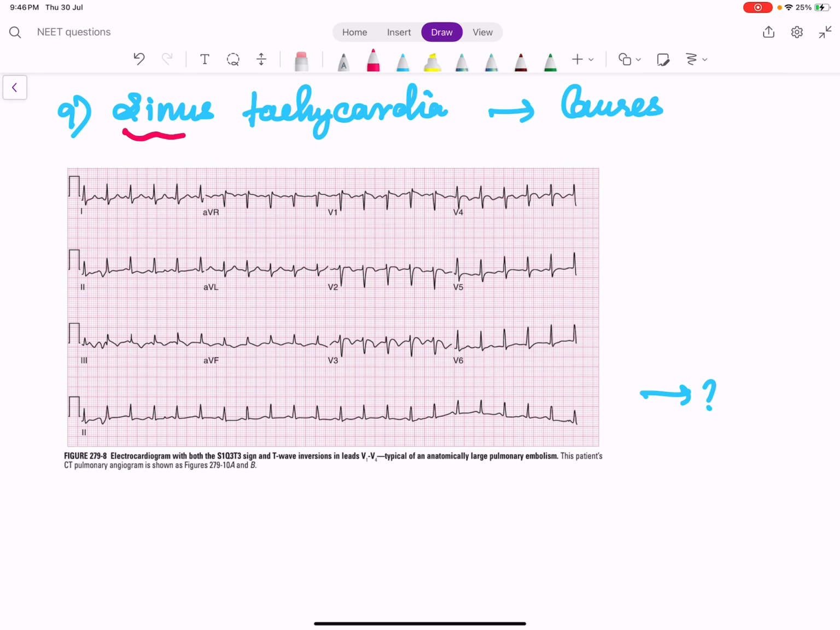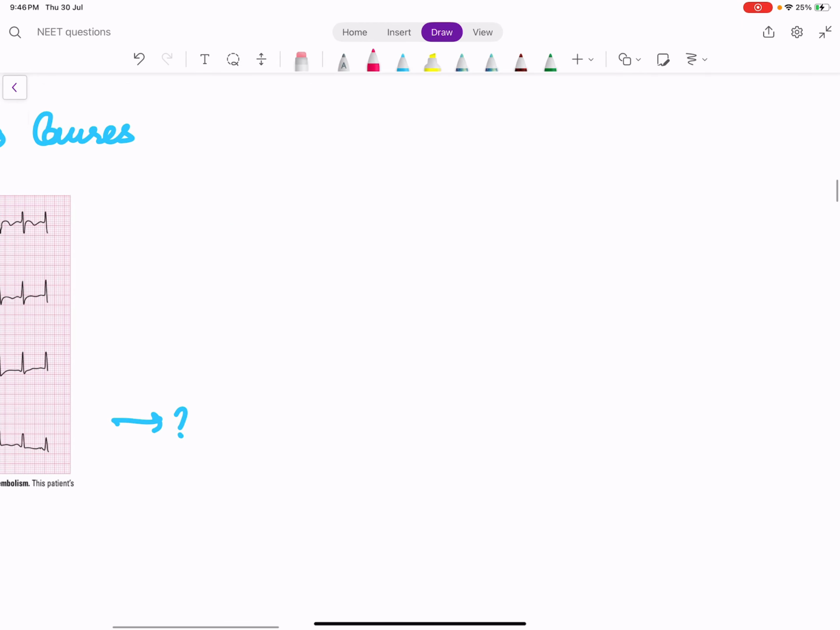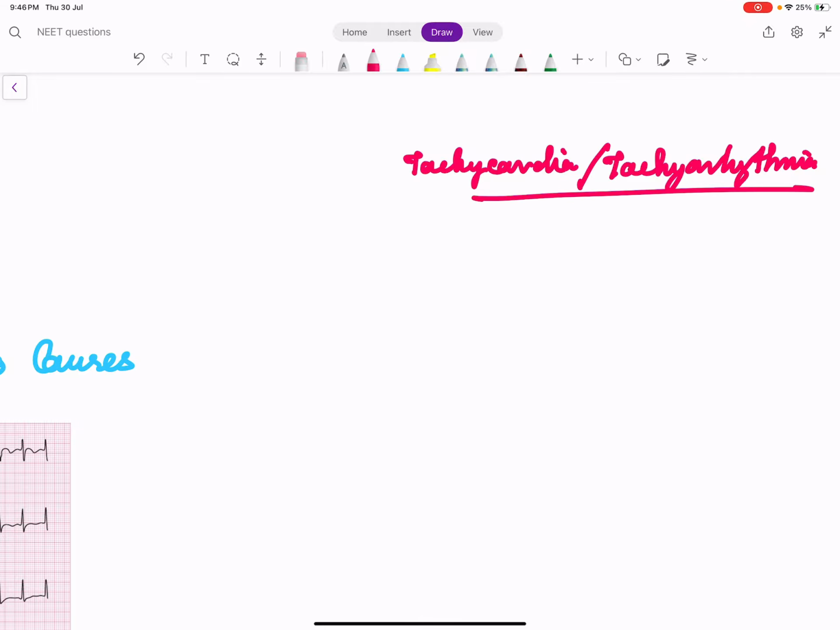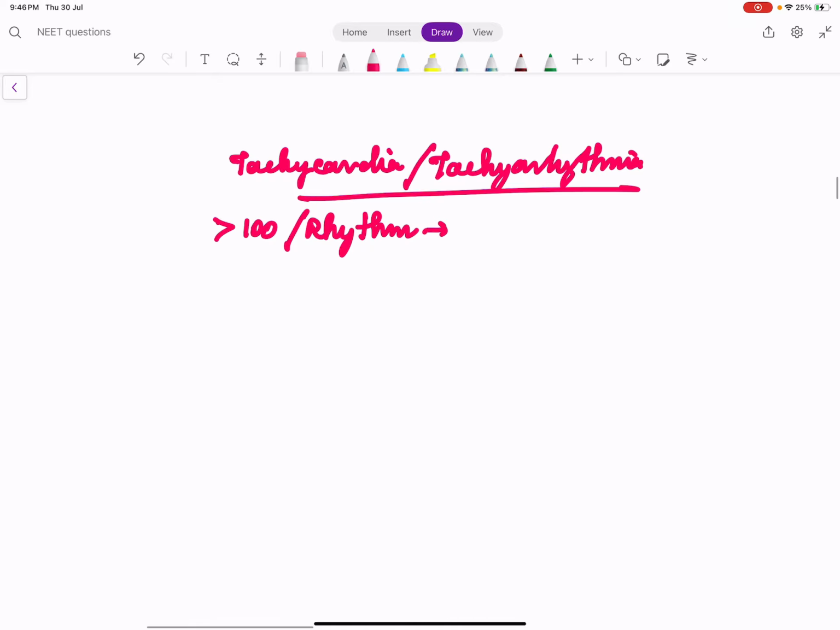Now, how will you approach tachycardia? Like we approached bradyarrhythmia, we can approach tachycardia or tachyarrhythmia in the following way. Always, the first thing is the rate is more than 100 but the rhythm is normal. We can call it sinus tachycardia. Like we discussed in bradycardia, rate is less than 60, rhythm is normal, it is called sinus bradycardia.